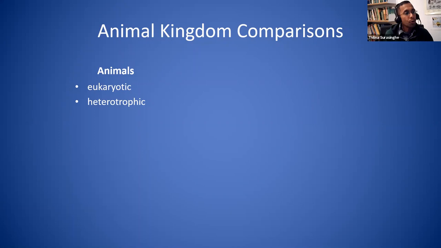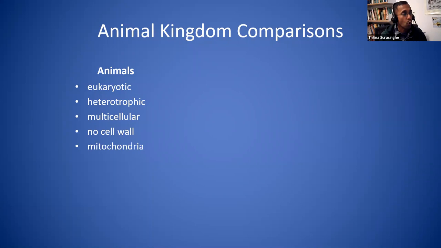Alrighty. So all animals are eukaryotes, right? They have a good cellular organization. They have organelles, they have a nucleus. They are heterotrophic, right? Animals cannot make their own food, so they have to rely on an external supply of food, by eating other animals or eating plants. Multicellular, all animals have more than one cell in their body. They do not have cell walls, unlike plants or fungi. Animals do have mitochondria, right?